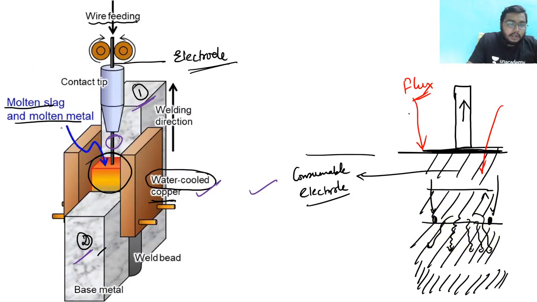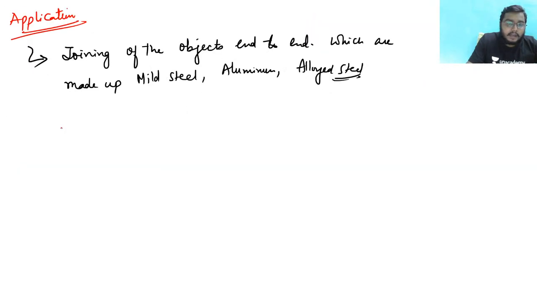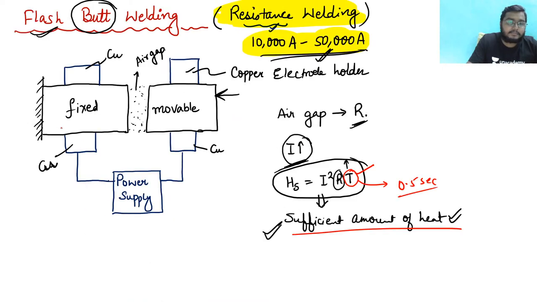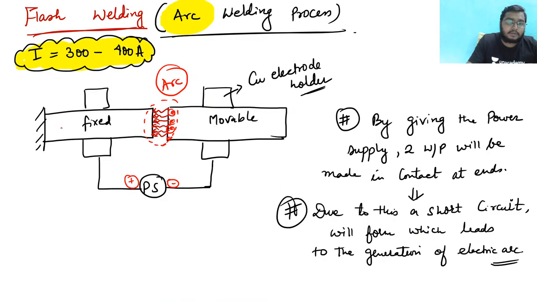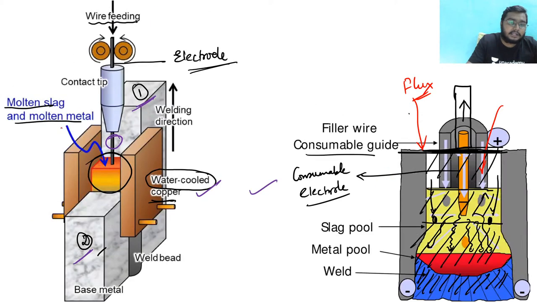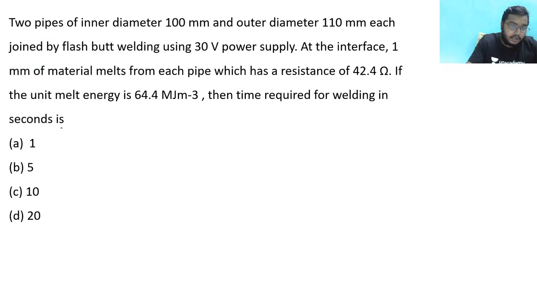Okay, so this was all about the welding techniques that we have been discussing. Fine. So first of all, I have discussed the flash butt welding, then I have discussed the flash welding, the differences I have talked about, and then we have also seen the percussion welding, and after the percussion welding, electroslag welding is discussed. Now let us solve some of the numericals related to these welding techniques.